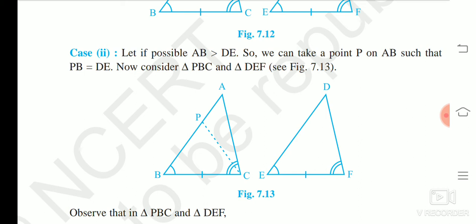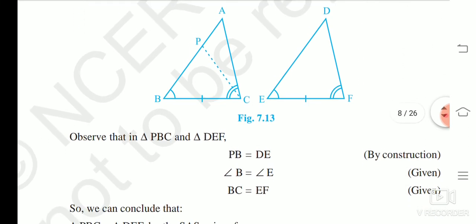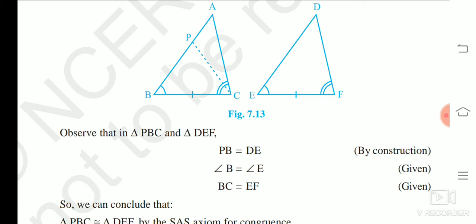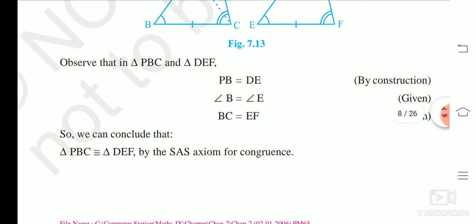In the triangle ABC, you have a triangle PBC and a triangle DEF. The small triangle, the included triangle, is PBC, and the triangle DEF. Now PB is equal to DE by construction. BC equals EF already, and angle B equals angle E. So by using these three data, the triangles PBC and DEF are congruent by the SAS axiom criteria.